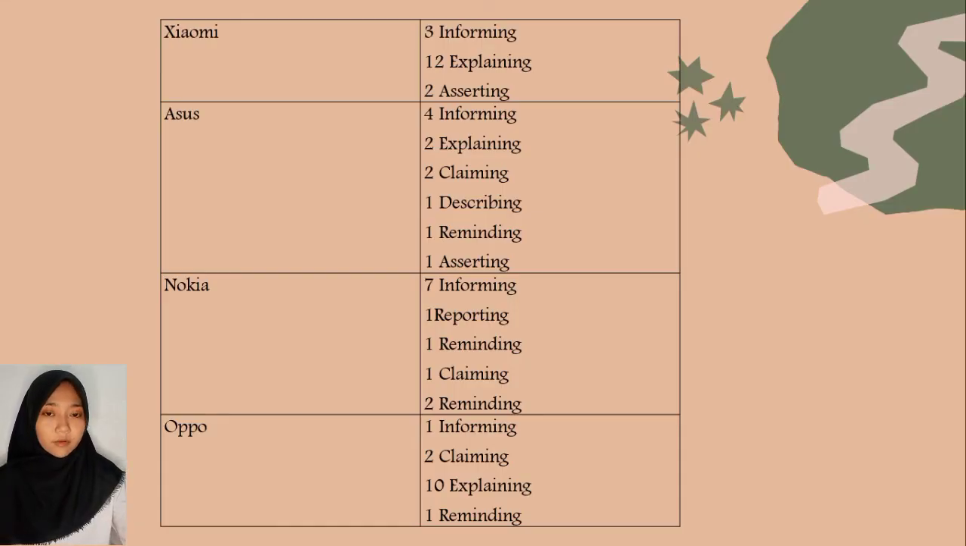Next, in Xiaomi smartphone advertisements, the researcher found 3 informing, 12 explaining, and 2 asserting. Next, in Asus smartphone advertisements, there are 4 informing, 2 explaining, 2 claiming, 1 describing, 1 reminding, and 1 asserting. In Nokia smartphone advertisements, the researcher found 7 informing, 1 reporting, 1 reminding, 1 claiming, and 2 reminding. In Oppo smartphone advertisements, there are 1 informing, 2 claiming, 10 explaining, and 1 reminding.